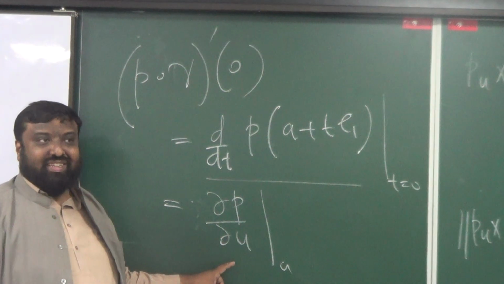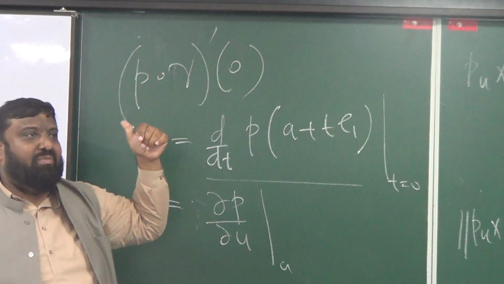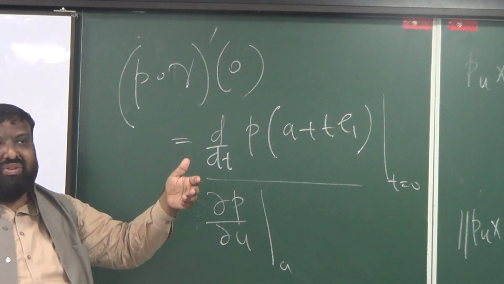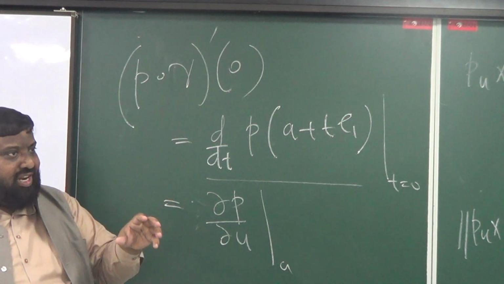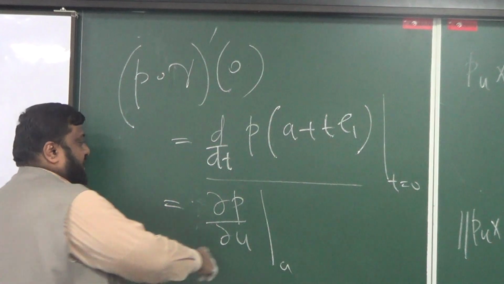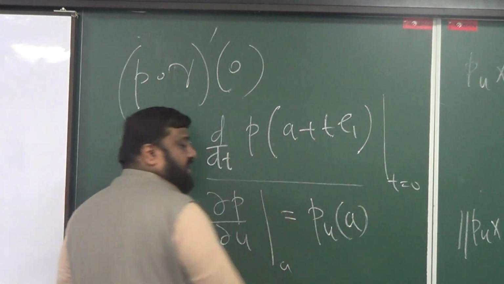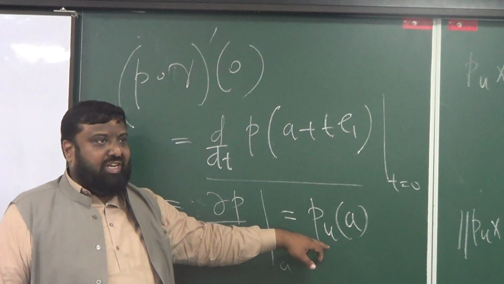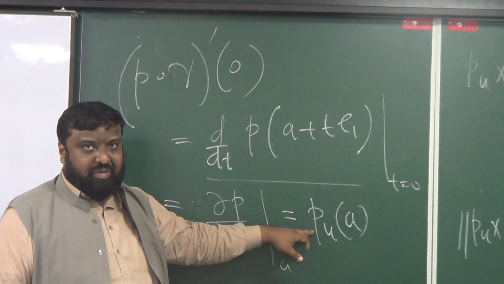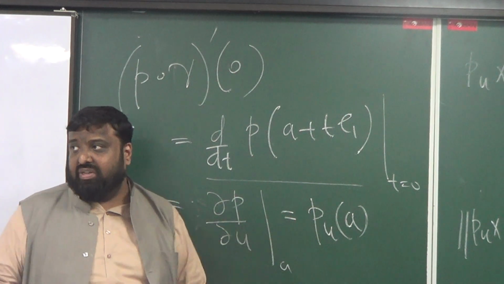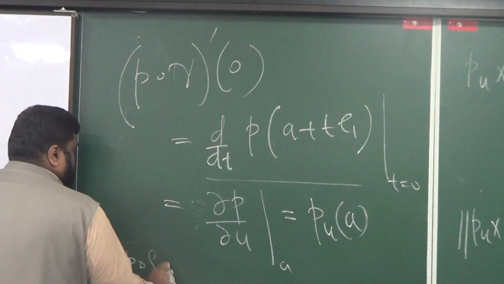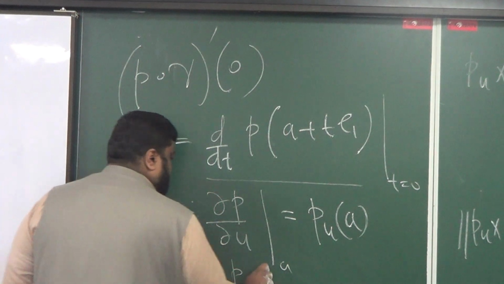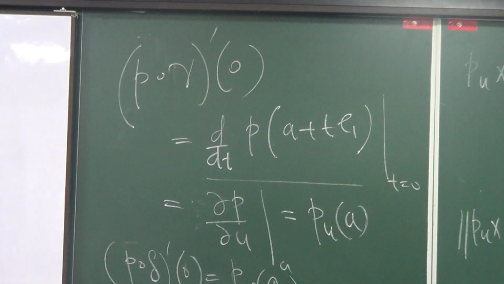So this has an interesting importance when you look at, for example, PU cross PV. Remember, this is through which we defined the surface. Now this PU has a special meaning. If you compute PU at the point a, PU at the point a represents the partial derivative of the parameterization P at point a in the direction of u. And similarly, you can also show that the derivative of P composed with gamma at 0 is going to be PV of a.